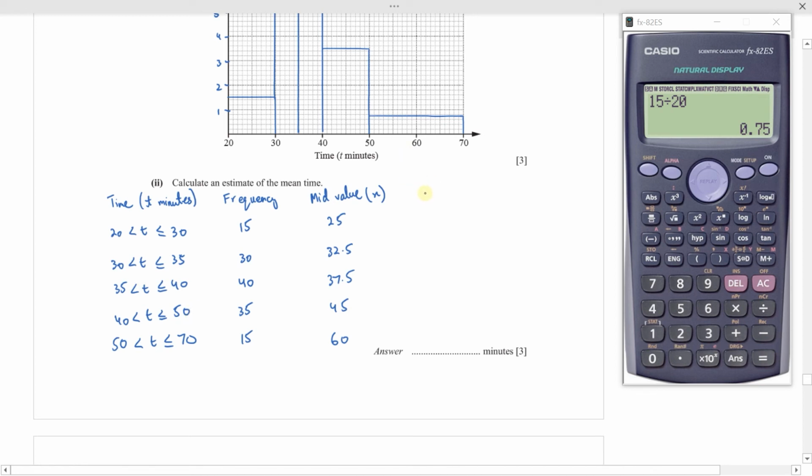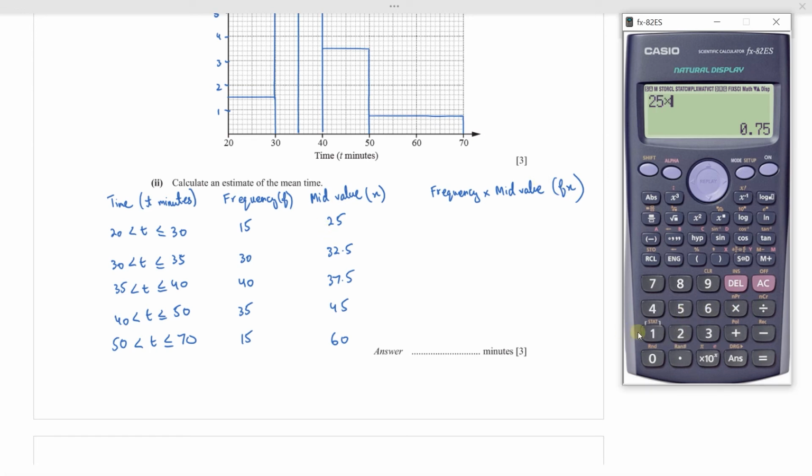And then you have to find the product. So frequency multiplied by the mid value, which is also f times x. So if frequency is f and mid value is x, you have to find the product fx. So here you have 25 multiplied by 15, which is 375. 32.5 multiplied by 30, sorry, 32.5 multiplied by 30 is 975. Then the product of these two is 1500.